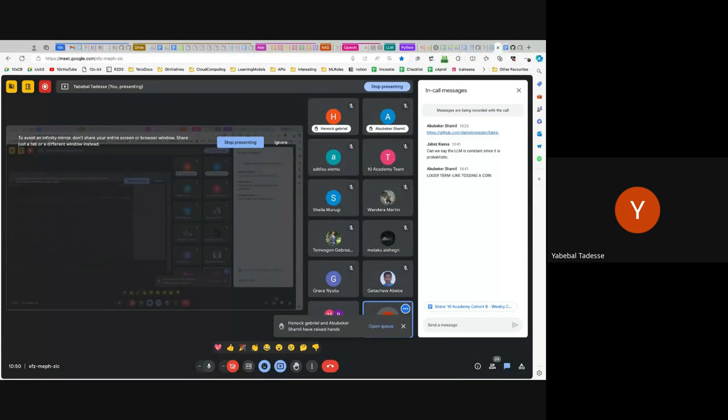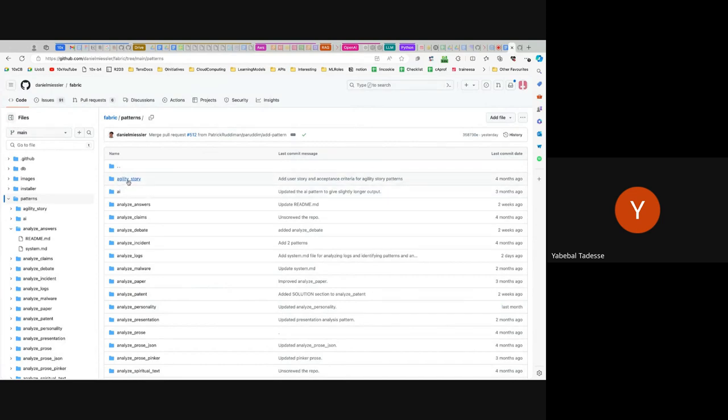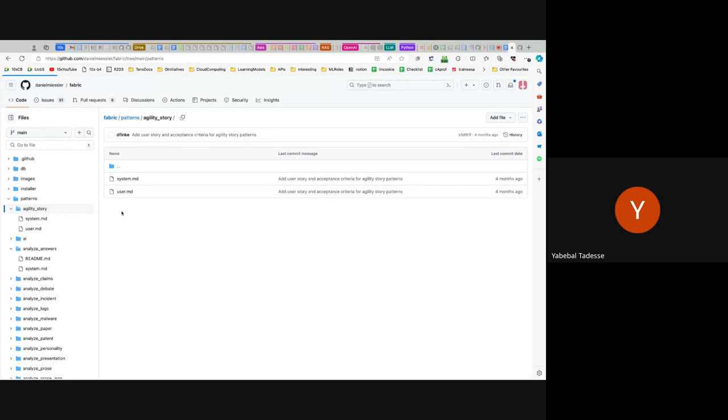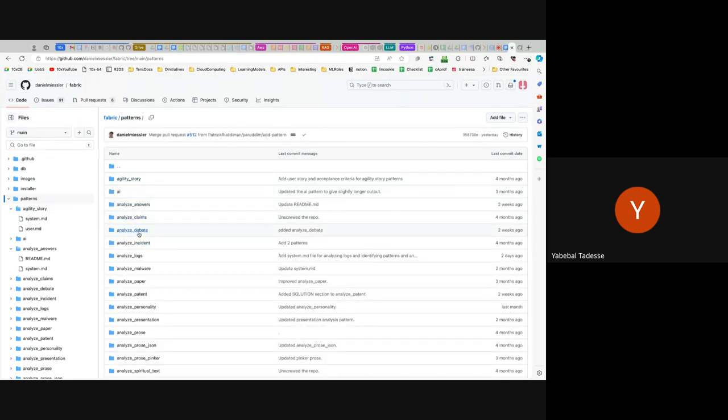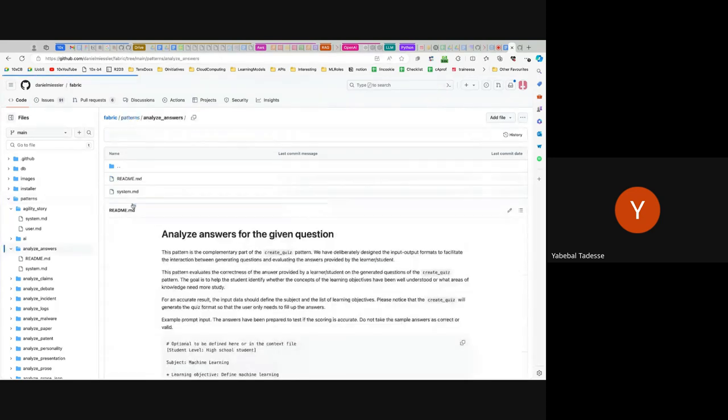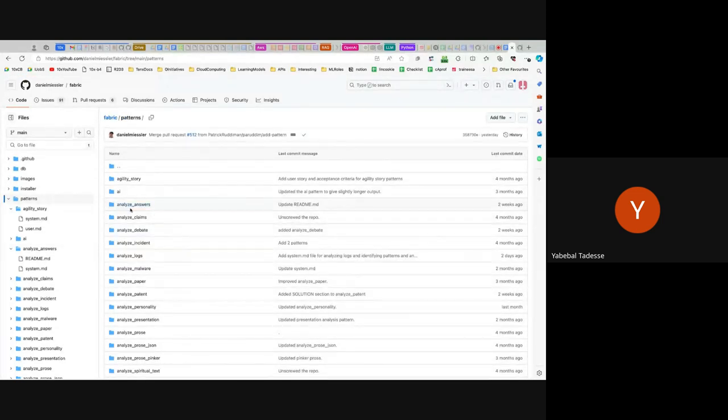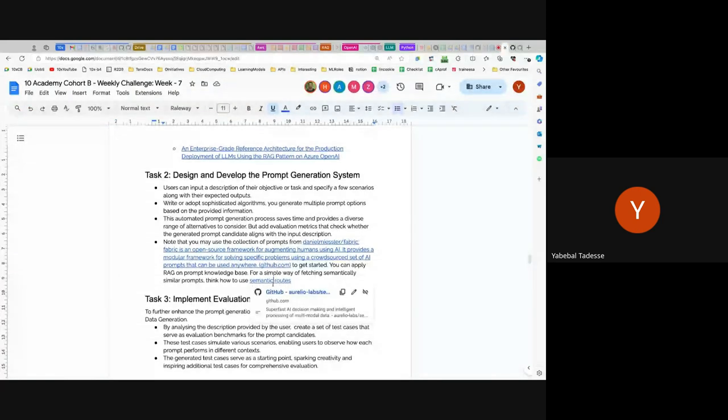But the problem with just the general way of doing it is that, for example, if you look at these patterns, there's analyze answers, analyze claims, analyze debate. Now if someone says, can you help me analyze my email response to a client, which one are you going to use? Vector wise, which one is going to be similar? Is it analyze answers, analyze claims, analyze debate, or analyze incident logs? What is going to be the closest one? You don't know.